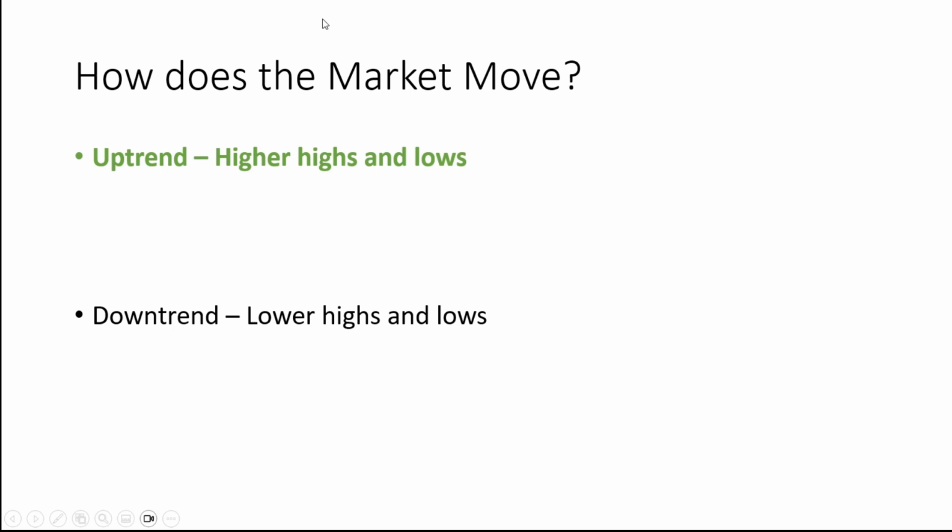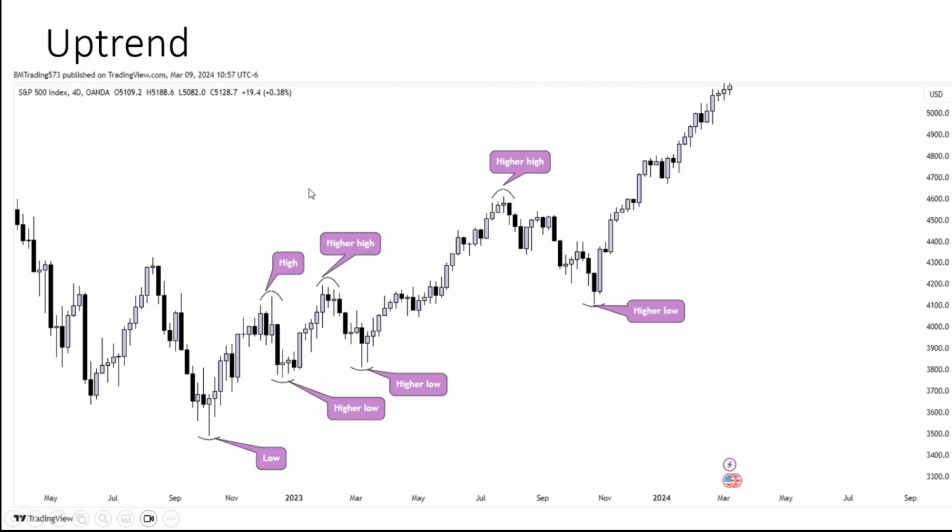Okay, today we're going to talk about how the market actually moves. And the first thing that we're going to focus on is the uptrend and the idea of creating higher highs and higher lows. So looking at this chart right here, every time you see a swing in the market and a reversal, I want you to start looking at that as a higher low, right?